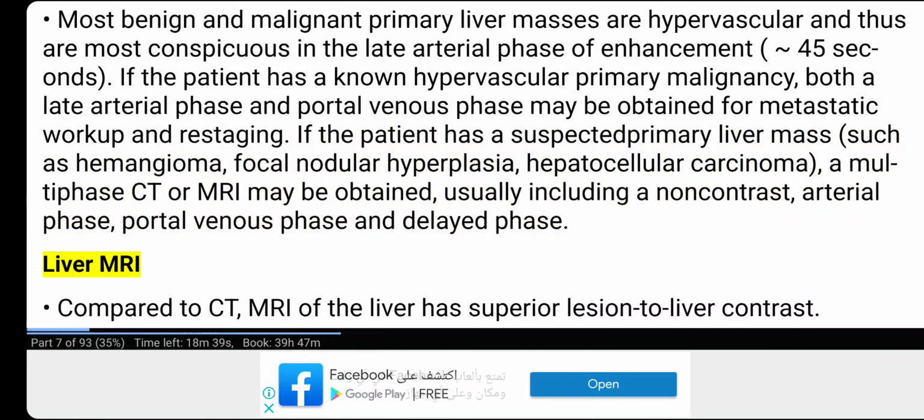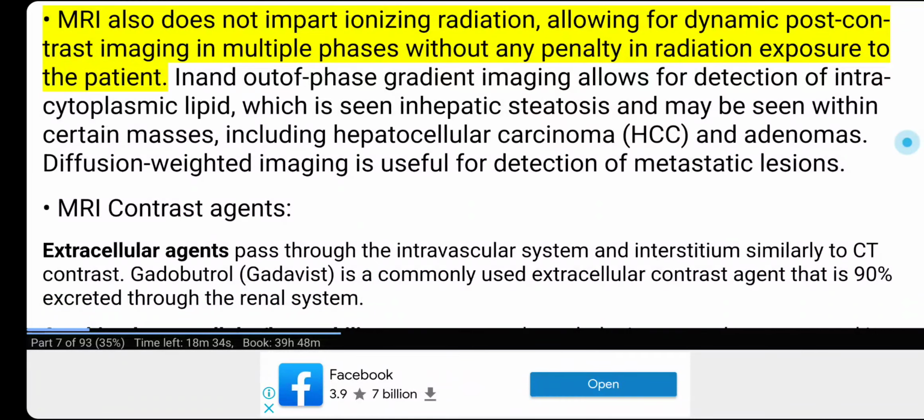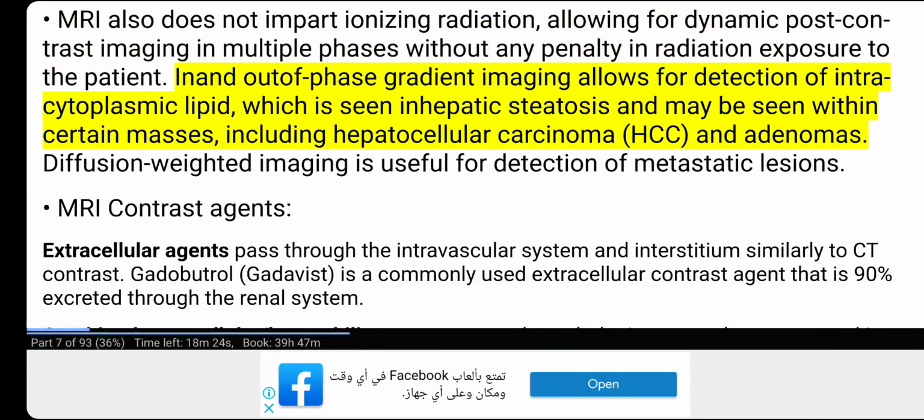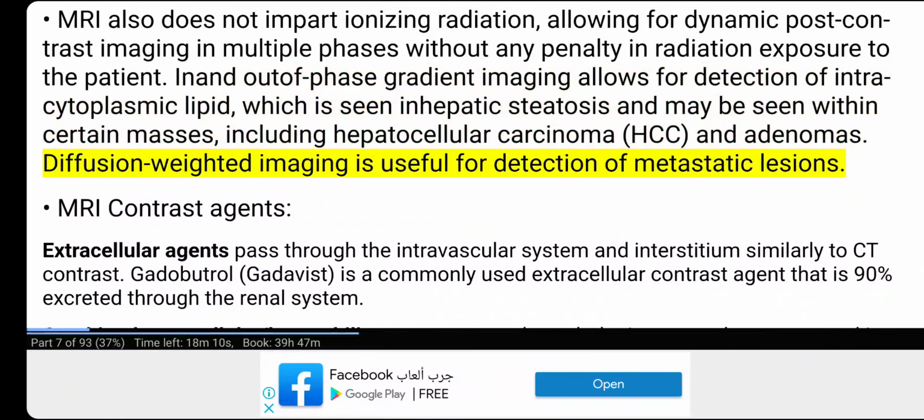Liver MRI. Compared to CT, MRI of the liver has superior lesion to liver contrast. MRI also does not impart ionizing radiation, allowing for dynamic post-contrast imaging in multiple phases without any penalty in radiation exposure to the patient. In- and out-of-phase gradient imaging allows for detection of intracytoplasmic lipid, which is seen in hepatic steatosis and may be seen within certain masses, including hepatocellular carcinoma, HCC, and adenoma. Diffusion-weighted imaging is useful for detection of metastatic lesions.